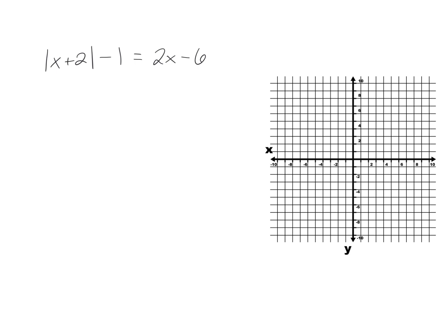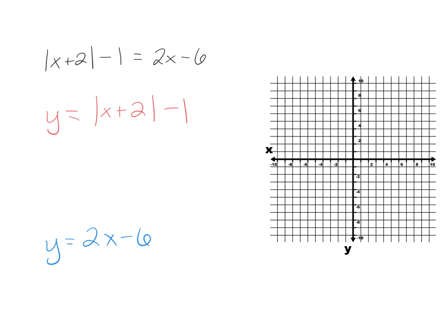Go ahead and try this one on your own. Okay. First step is what? Separate them. Yep, separate them. So I have y equals absolute value of x plus 2 minus 1. And my other one is y equals 2x minus 6.